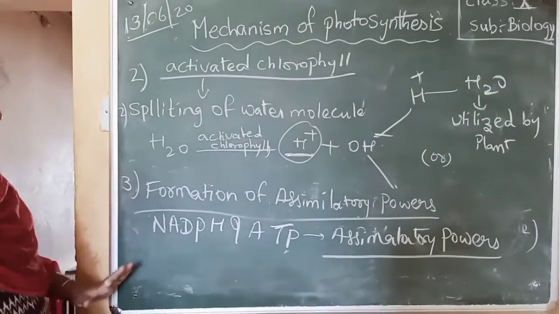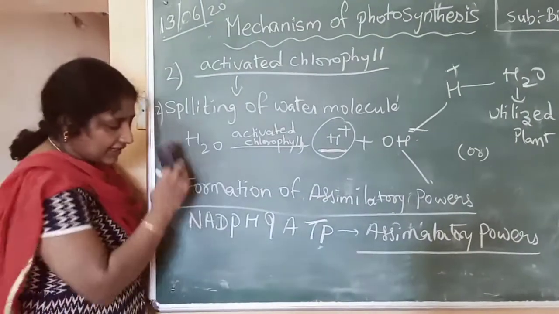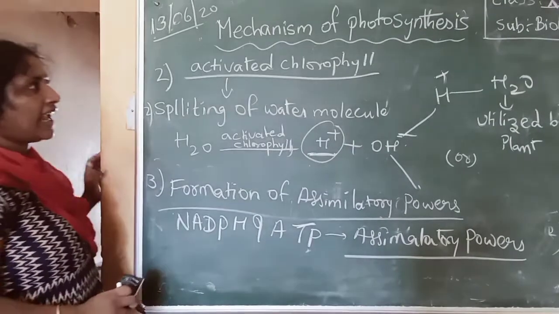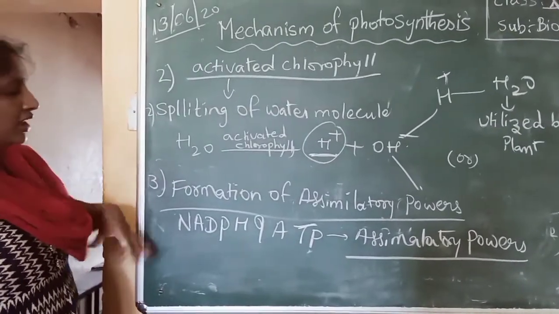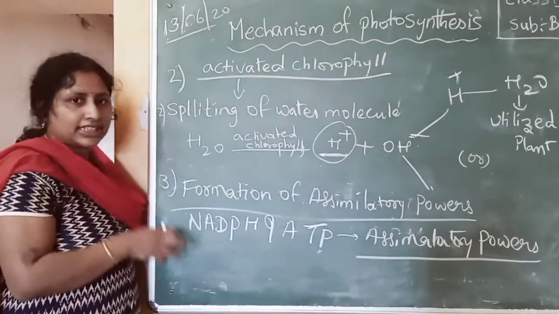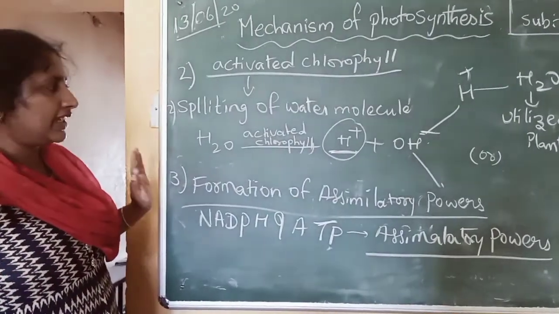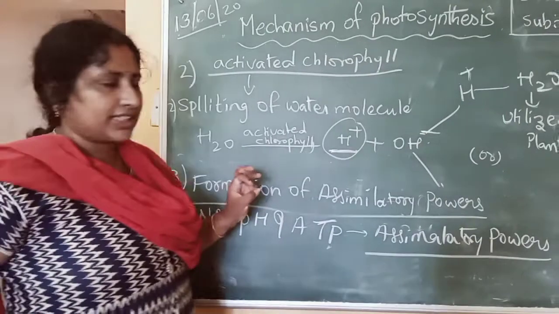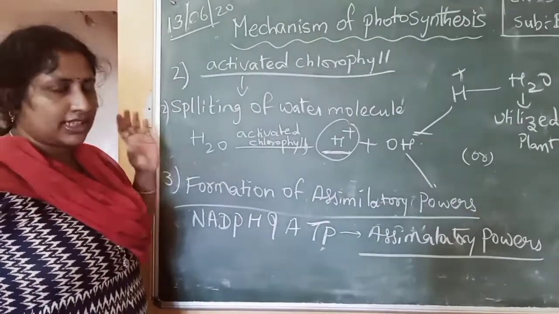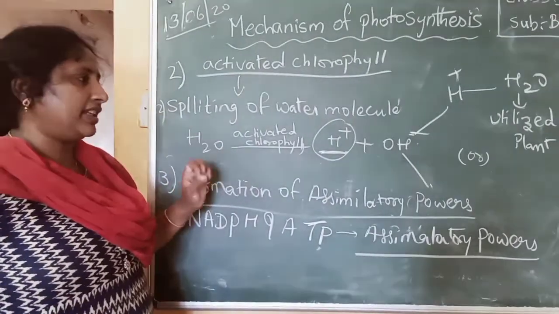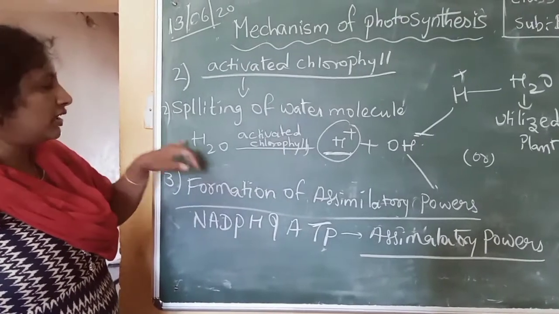These reactions are called light dependent reactions. All these reactions compulsorily need light, so they occur only in the presence of light. So what is the first step? The chlorophyll absorbs the light molecule and becomes activated. Now the activated molecule, what does it do?